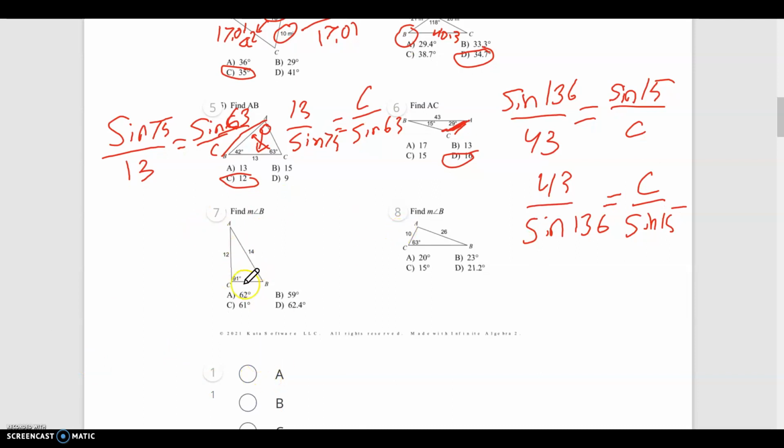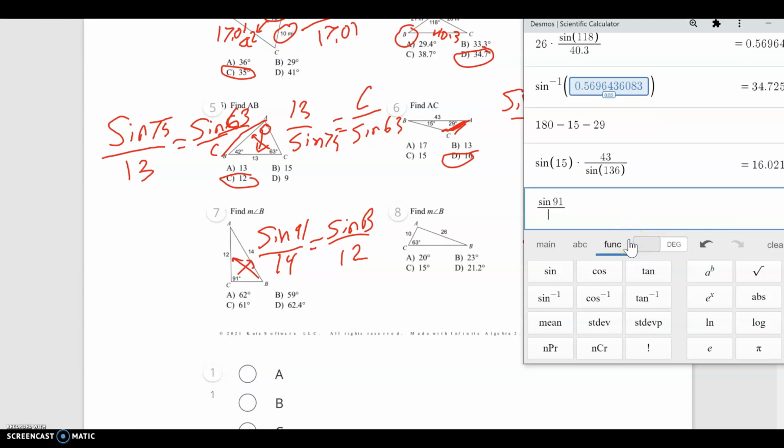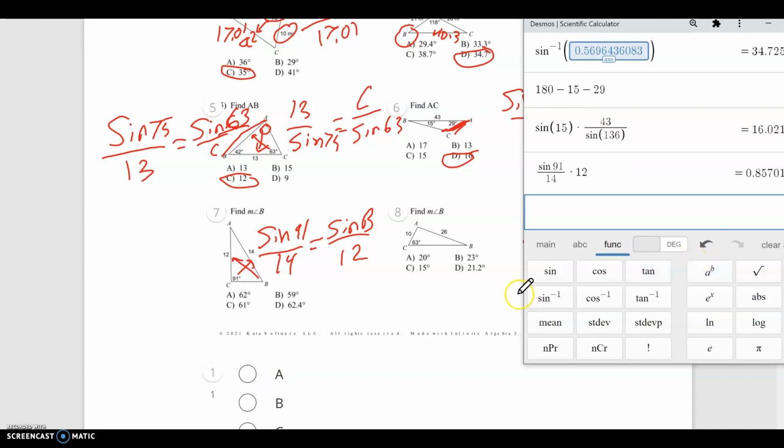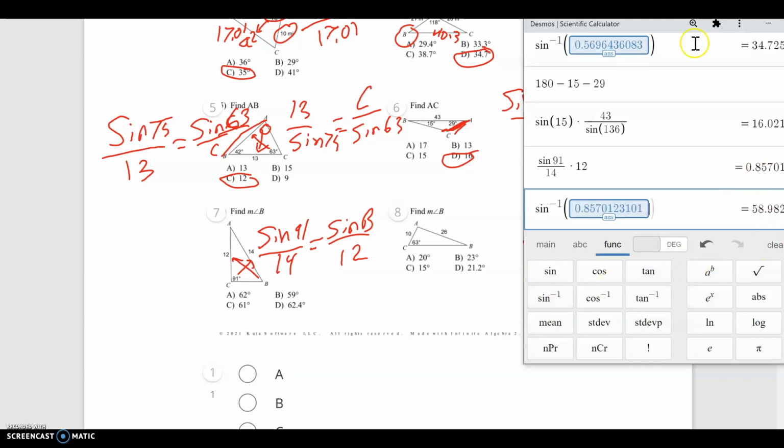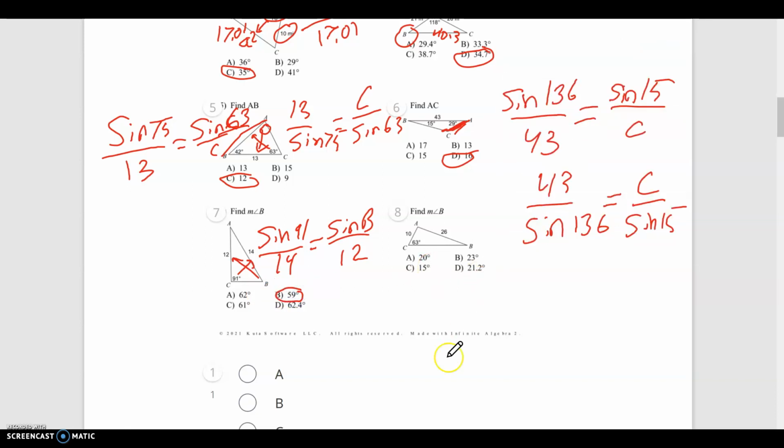Notice here, not quite a right triangle, it's 91 degrees. They want you to find the measure of A. I do have the opposite side, but I don't have the angle, so this is law of sines. So sine of 91 over 14 has to equal sine of B over 12. Sine of 91 divided by 14 times 12 gives me that. I just have to do the inverse to find the angle. Inverse of the answer gives me 58.9, which if we round would be 59 degrees.